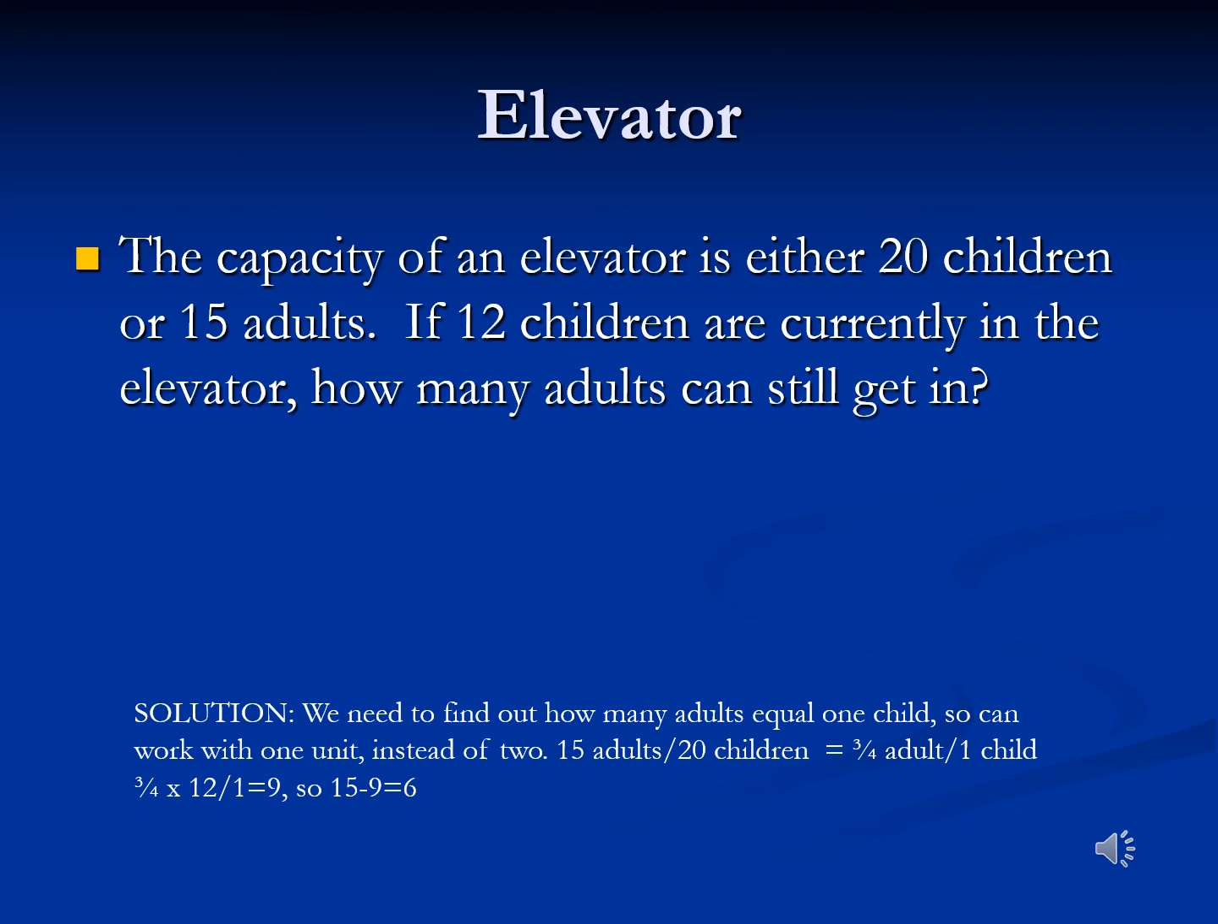If you have 15 adults to every 20 children and you divide that out and simplify, you get that 3/4 of an adult is equivalent to 1 child. Well, you have 12 children. If we multiply that by 3/4, we get 9, meaning that those 12 children are equal to 9 adults. Well, you can only fit 15 total adults on that elevator. So if those 12 children are equal to 9 adults and you subtract 15 minus 9, you get 6 remaining adults can fit there.